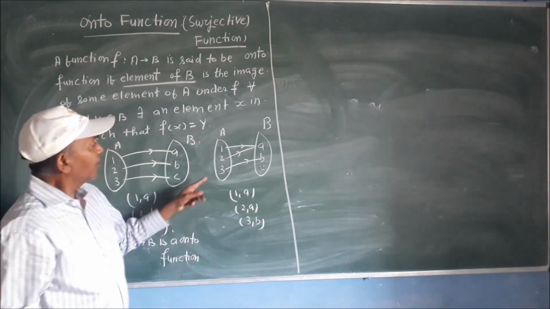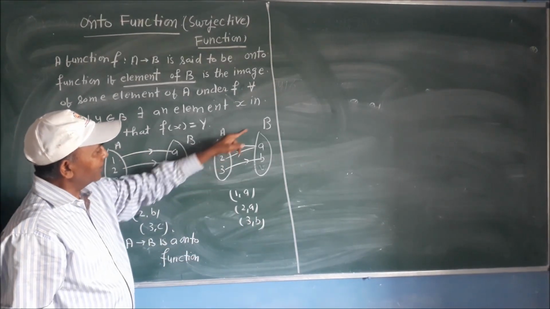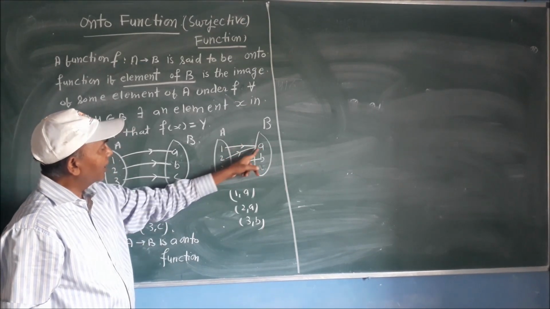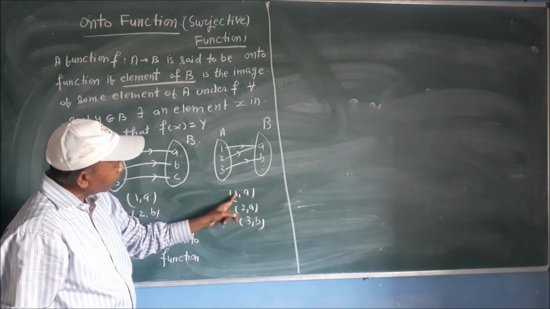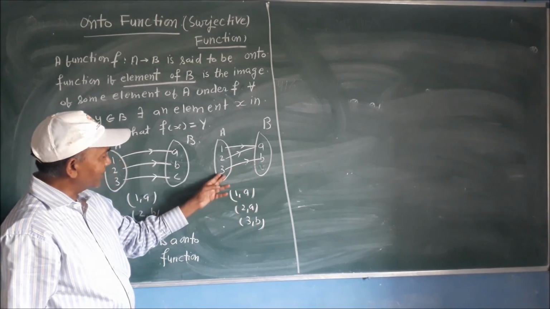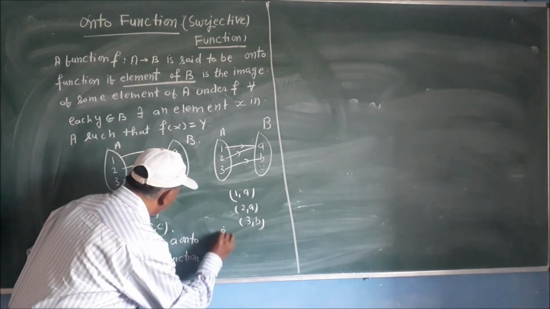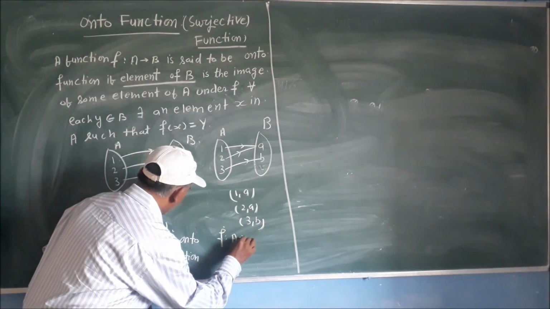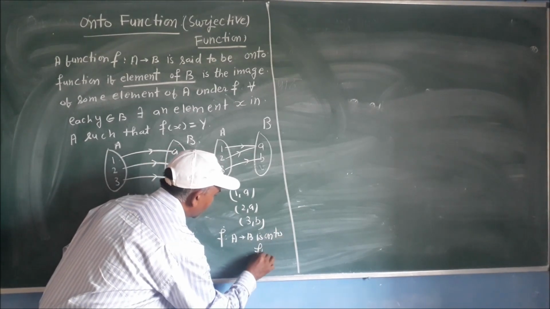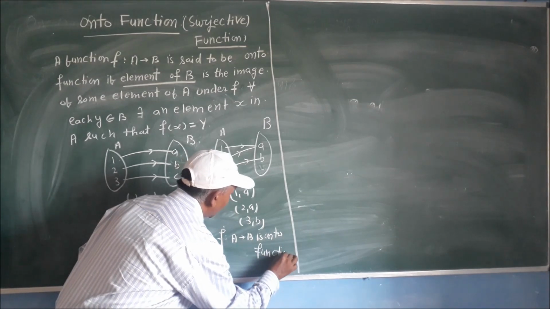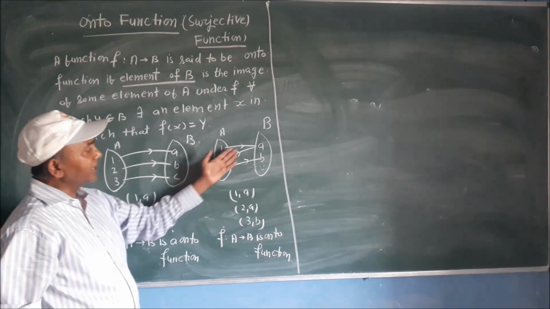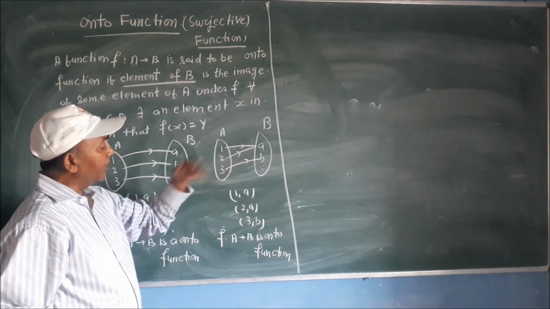See here, for the elements of B, A has two pre-images, 1 and 2, and the element of B has one pre-image, 3. So we can say that here also f such that A tends to B is an onto function. So this is an example of the previous example. This is an example of a one-one function and this is an example of a many-one function.